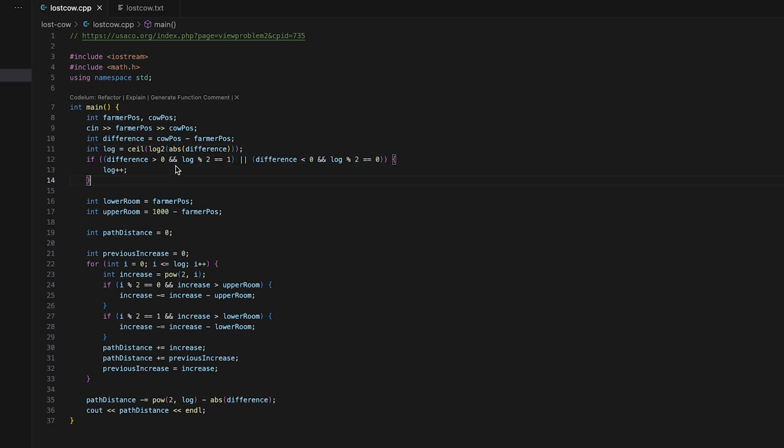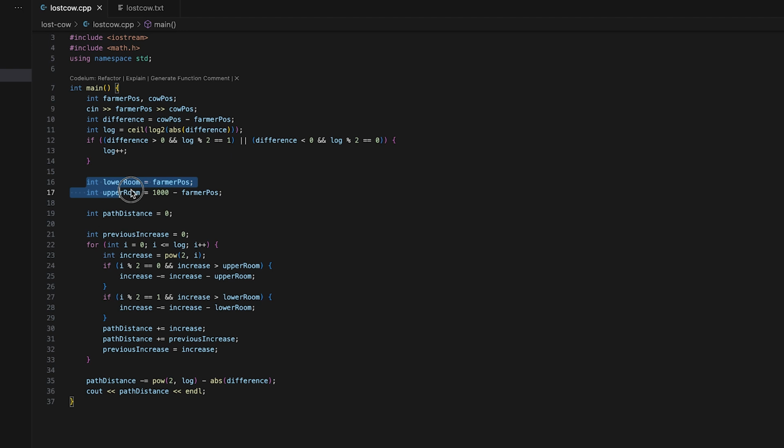Now, here's another important thing. If we have an odd log and the difference is positive, then we're going to need to bump it up another log, because the correct log for that number is actually on the negative side, and that's not right. And then the same thing for the negative side. If we have a negative difference but we have an even log, then that means our log is on the wrong side, so we need to bump it up another one to get to this cow's position. So if either of those conditions are true, then we just bump up our log by 1.